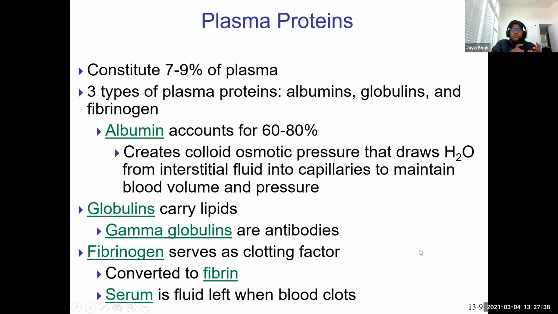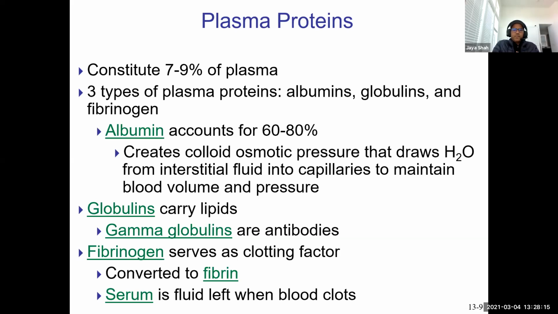Fibrinogen is another protein found in plasma proteins, and it serves as a clotting factor. We will talk about fibrinogen at the end of this lecture. So what does fibrinogen do? Fibrinogen is converted to fibrin with the action of thromboplastin, and that then makes the mesh work of the clot. When blood clots and you take out the clot, whatever is left is the serum.